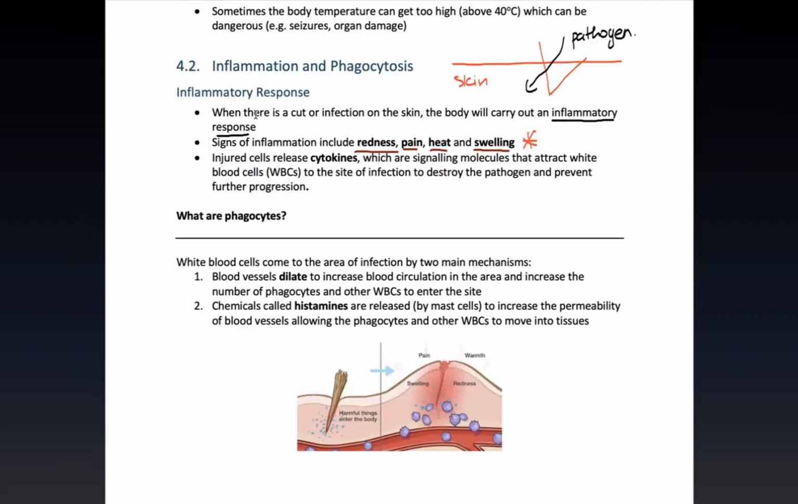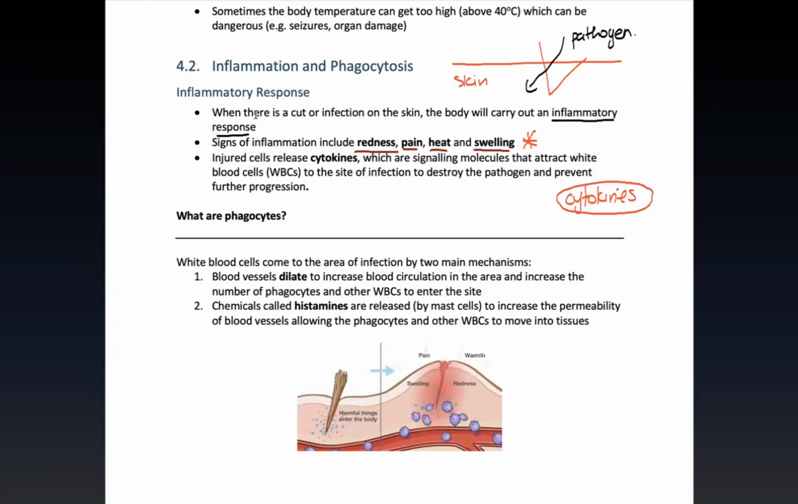And we also want to remember some of these chemicals involved. So let's say that there is a pathogen that's potentially entered. Any injured cells will begin to release this thing called cytokines, and you're going to hear this word quite often. So cytokines are signaling molecules that attract white blood cells to come to the site of infection and to help destroy the pathogen and prevent it from progressing further.